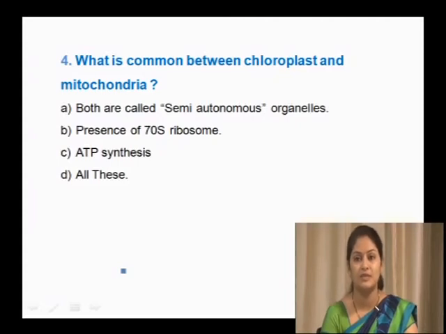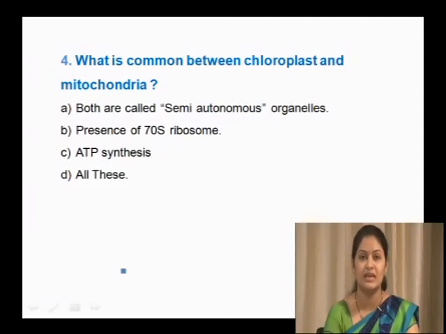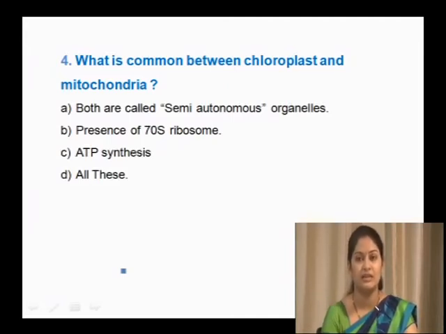Second option is presence of 70S ribosome. Yes, though these two organelles are found in eukaryotic cells, within these organelles we can find 70S ribosomes just as in bacterial cells. C, we can see ATP synthesis in both these organelles. Mitochondria carry out ATP synthesis called oxidative phosphorylation, and chloroplast synthesizes ATP by a process called photophosphorylation. So this question has the clear answer, that is D, all these.